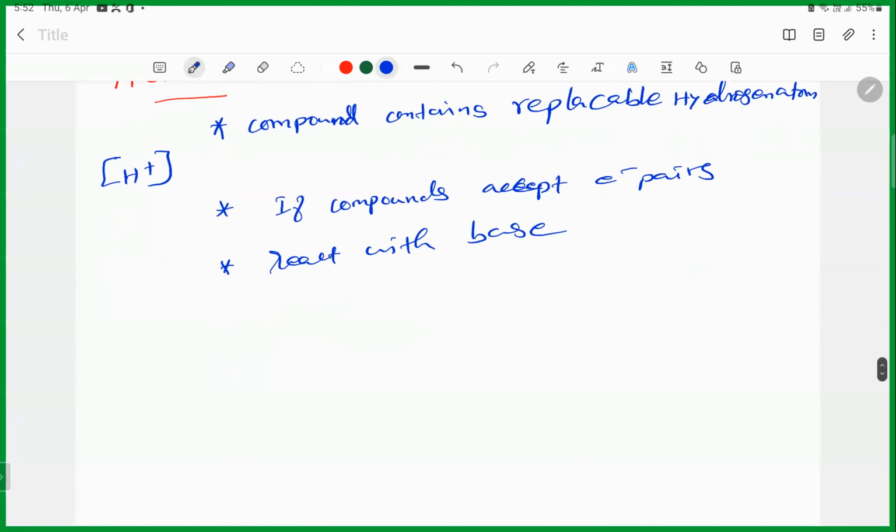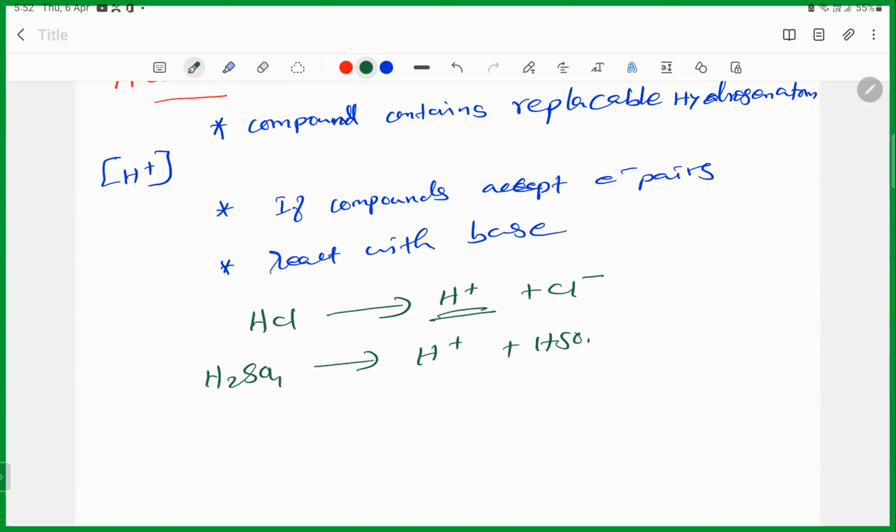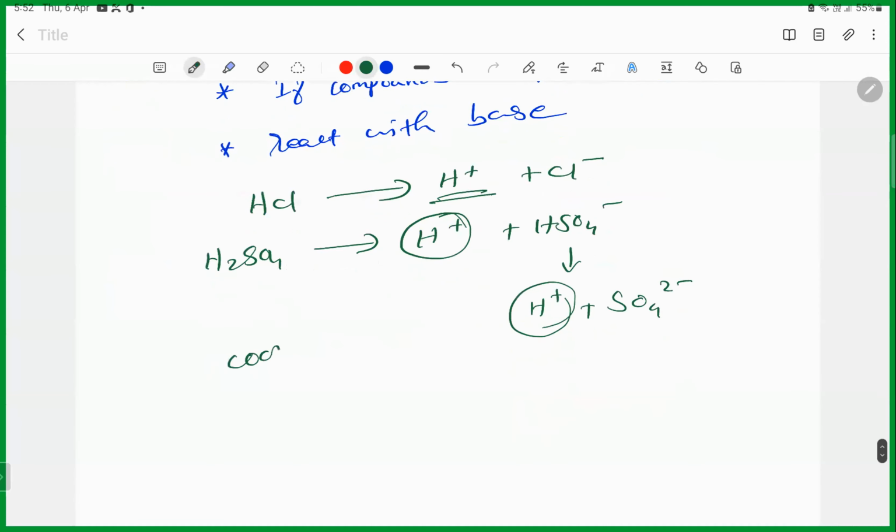Okay, so only definition. Example, when HCl is there, it has H plus ion and Cl minus ion. Then H2SO4 is there, it will give H plus ion, then HSO4 minus ion. Again it will give H plus ion plus SO4 2 minus ion. So 1 and 2 replaceable hydrogen atoms. Then oxalic acid, COOH, COOH. It contains 2 H plus ions, it gives COO minus, COO minus and 2 H plus. So these are called acids.